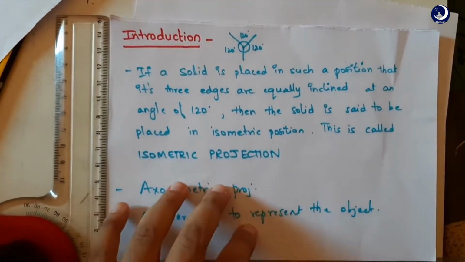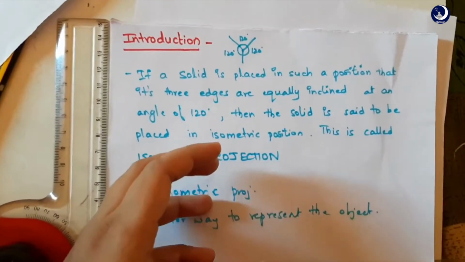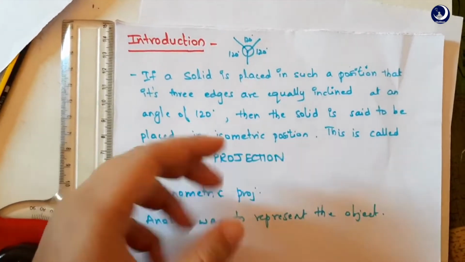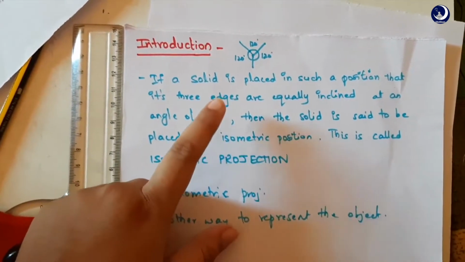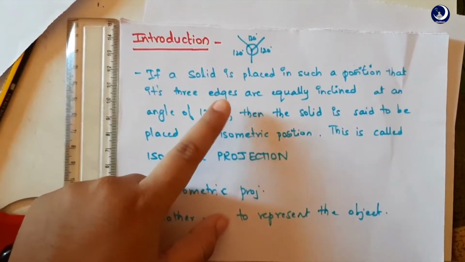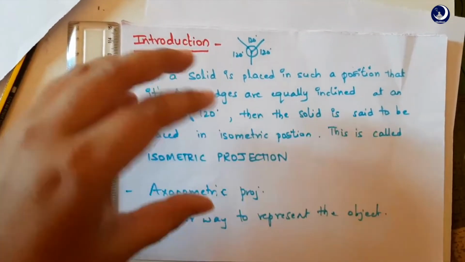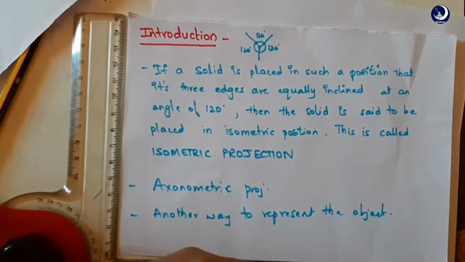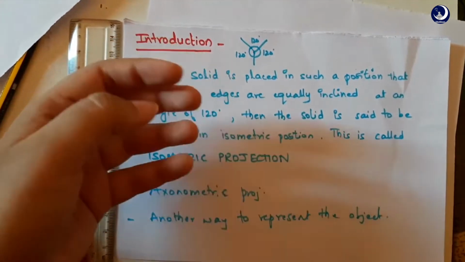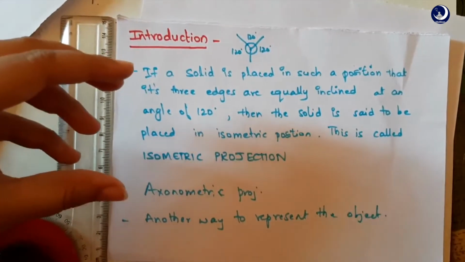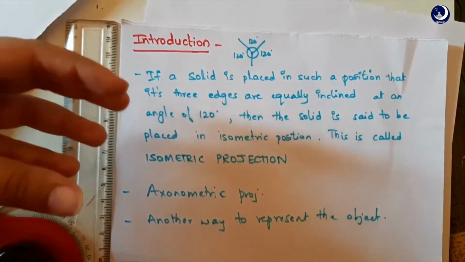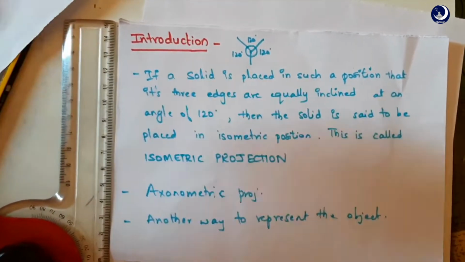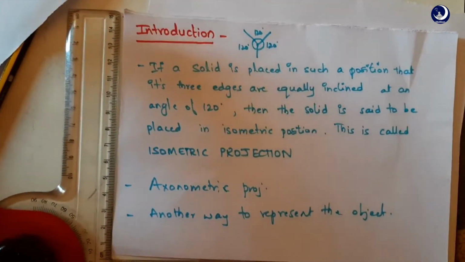In orthographic we were studying the object by taking a look at its different views. Here, when we place the object in such a way that its 3 edges are equally inclined at 120 degrees, most of the solid will be visible to the observer. This is done so that in the isometric projection most of the details, or at least 70 to 80% of the solid, is going to be visible to the observer. So let us take a look at an example.